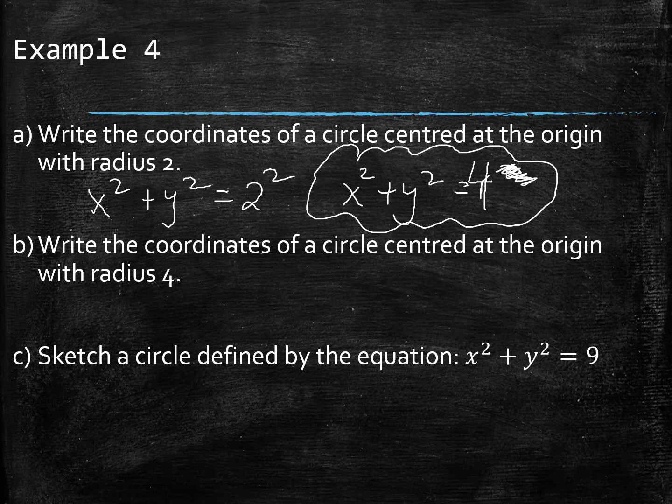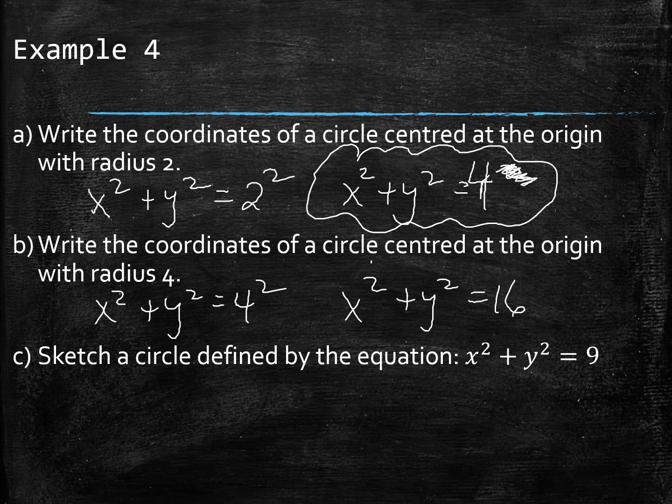Write the equation of a circle centered at the origin with radius 4. Same idea. x squared plus y squared equals 4 squared. What's 4 squared? 16. So x squared plus y squared equals 16. And there is our equation for both those circles. Pretty easy stuff.